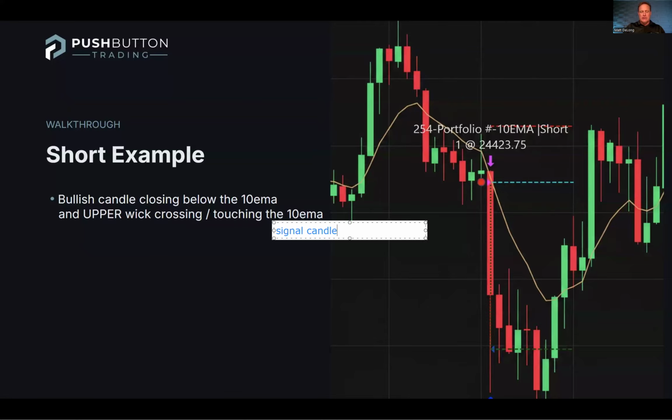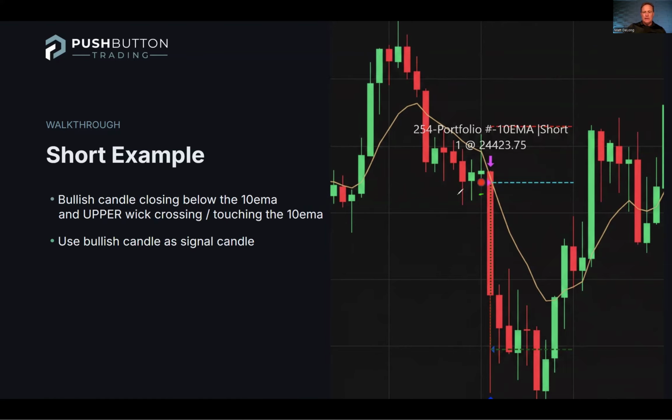the signal candle. Ladies and gentlemen, the moment you've all been waiting for, that's what that red dot is. It meets all three of our criteria. It's a bullish candle, it's closing below the low, or below that 10 EMA rather. And then we're going to get short right after. The red dot is automatically put on our charts. We have technology that does this for us. And then we're using that bullish candle where that red dot is our signal candle.